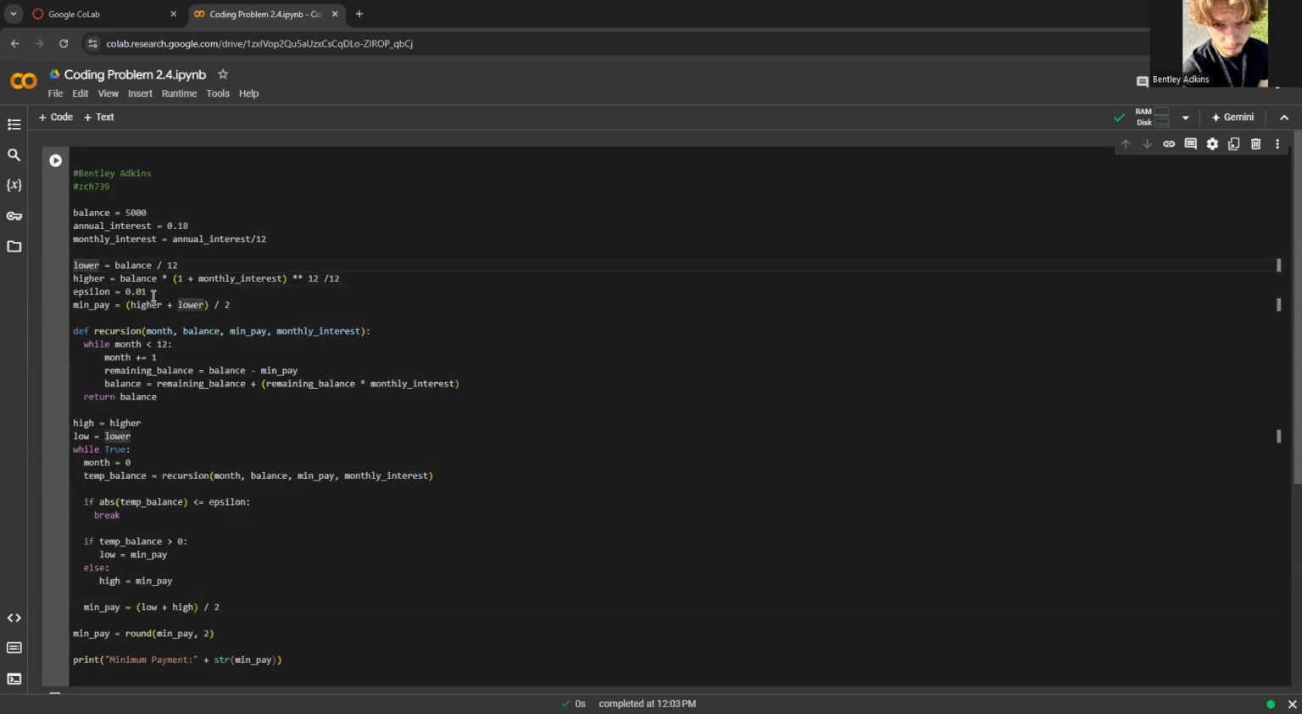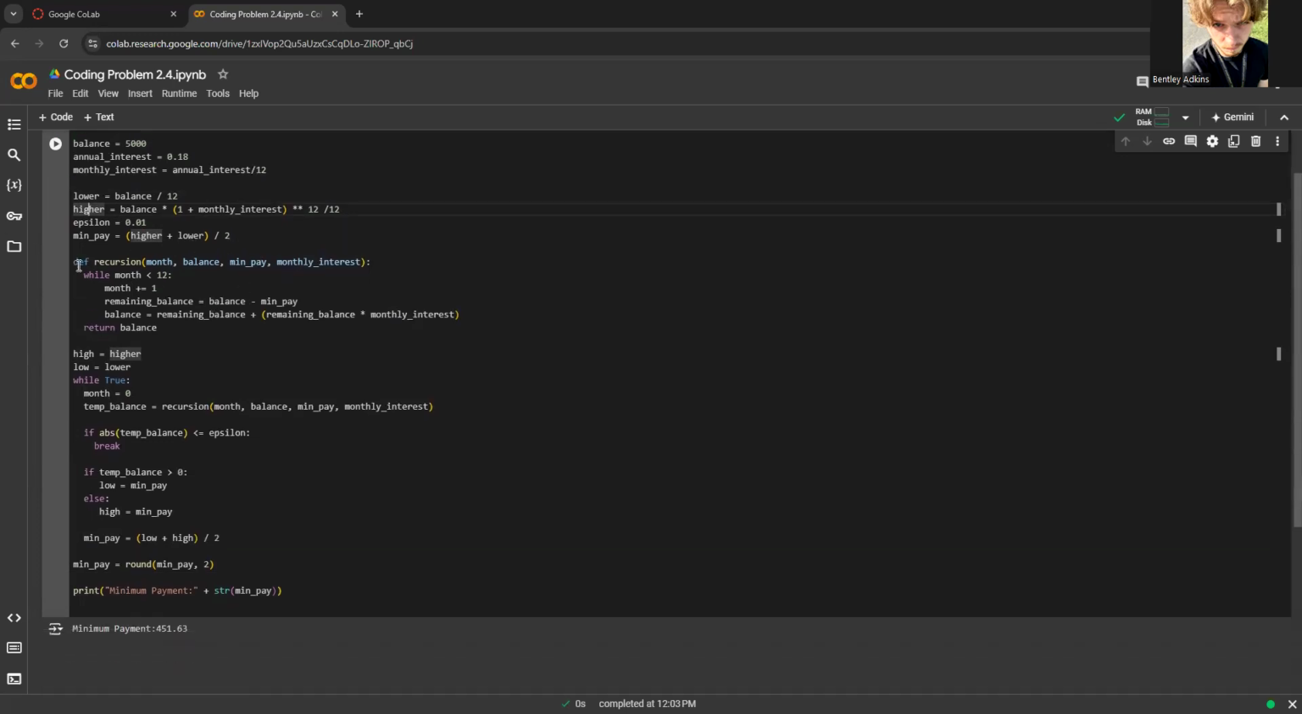Lower is going to be the balance divided by 12. The higher is the balance times 1 plus the monthly interest rate to the power of 12, divided by 12. Epsilon, which is our placeholder, also kind of helps with the rounding: 0.01. The minimum payment is the higher plus the lower divided by 2.